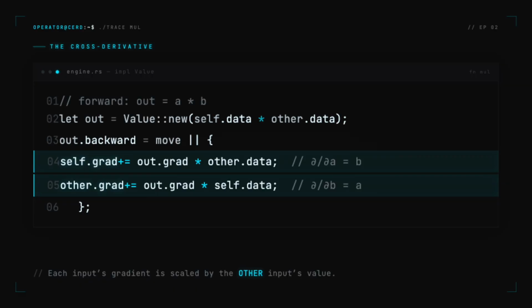Structurally, it's the same as addition. You borrow inputs, make an output node, then store a backward function. The only thing that really changes is what the function does. Example: for a times b, the derivative with respect to a is b, and with respect to b is a. So each input's gradient gets scaled by the other input's value. That's the cross, and it's the first time the gradient actually depends on the numbers going through. Addition passed it through untouched. Multiplication actually scales it.